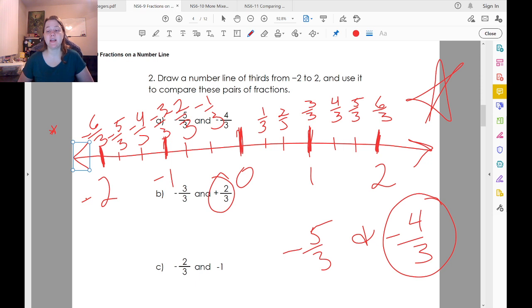Then we have -2/3 and -1. So let's find -2/3, which is so neatly written right here, and then -1, which is over here. Which one is closer to the big end? -2/3 is closer to the big end.